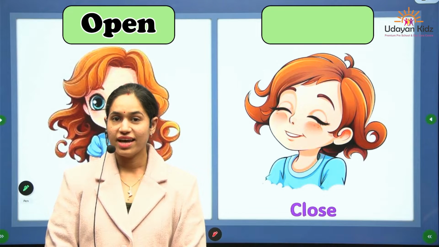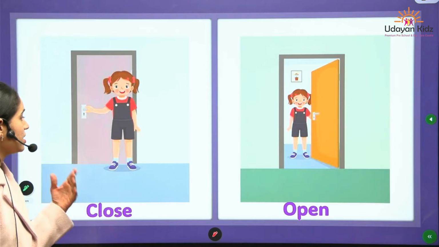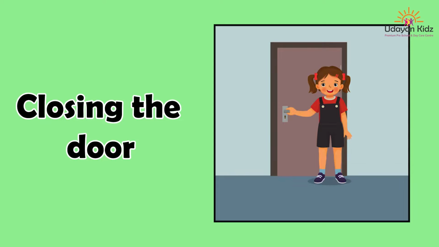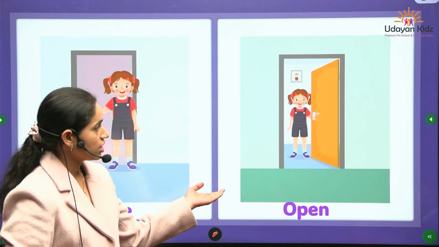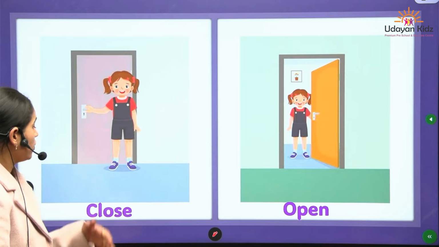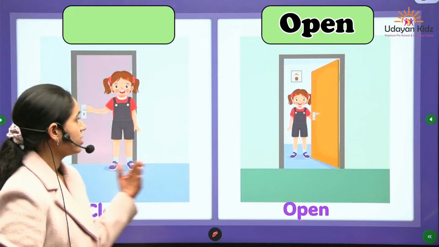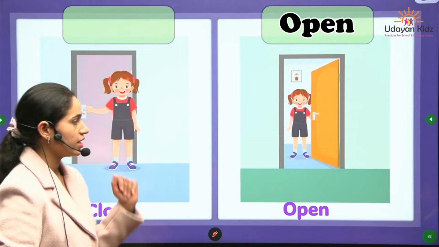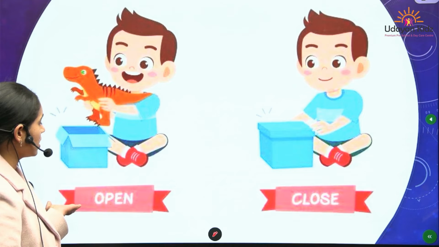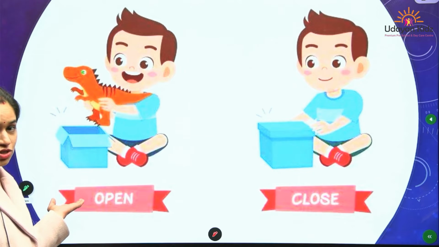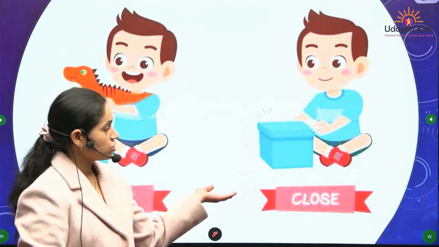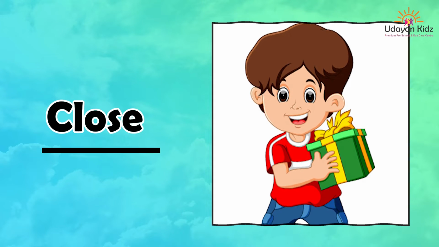So, open and close. You can see the girl is closing the door in the first picture, and in the next picture, the girl is opening the door. So, close, open, close, open. You can see the boy is sitting here. In the first picture, the box is open, and in the next picture, the box is closed.